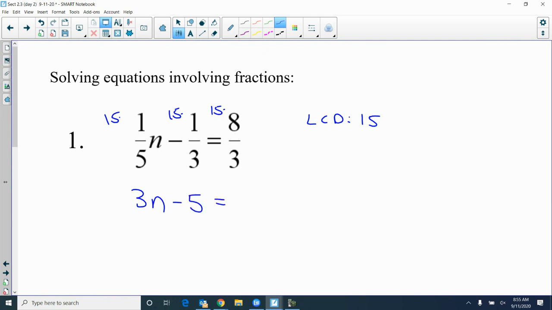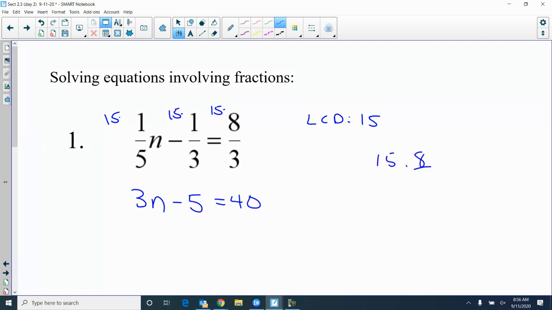And what's 15 times 8/3? 40. Okay. So now, do I have any fractions? No. So it's nice. Now, you can use your calculator, but here you see what's going on.